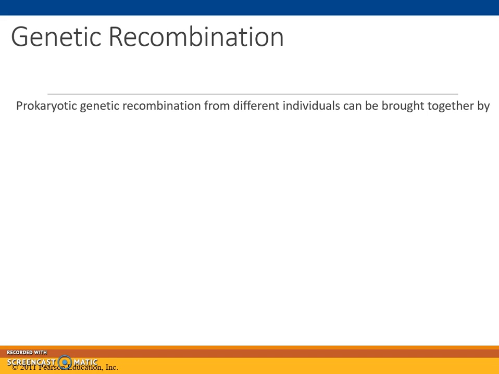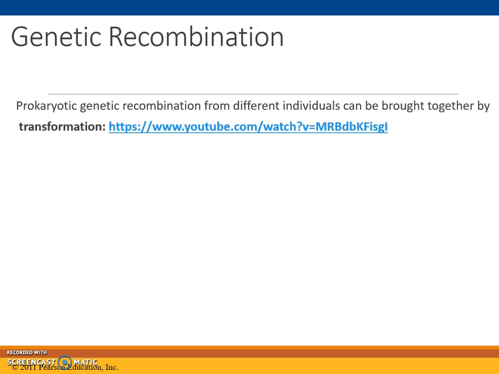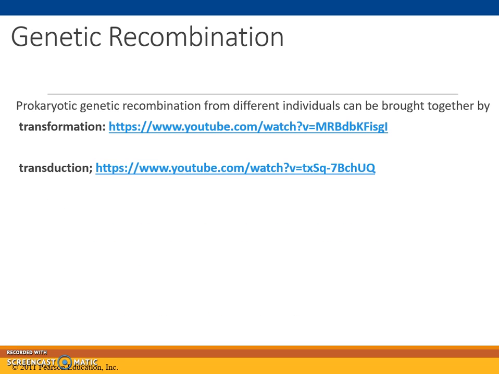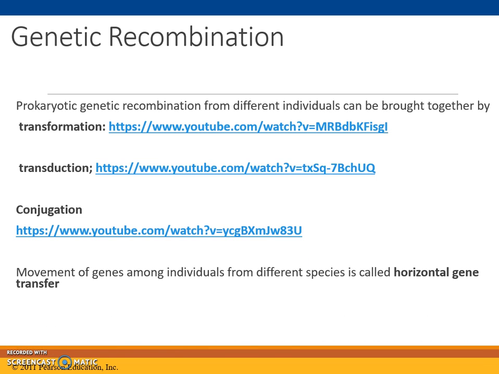So what's genetic recombination? As the word suggests, it's the recombining of two different bacteria. That means foreign DNA comes into the original bacteria and combines with its DNA. This recombination takes place by three different processes: transformation, transduction, and conjugation. Movement of genes among individuals from different species is called horizontal gene transfer. Now I would like you to pause at this slide, click on each of these links, watch these videos, and then come back and continue with the lecture.